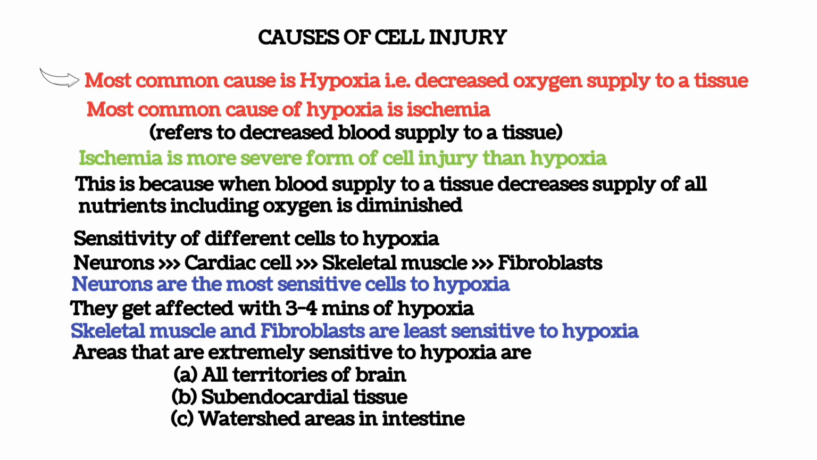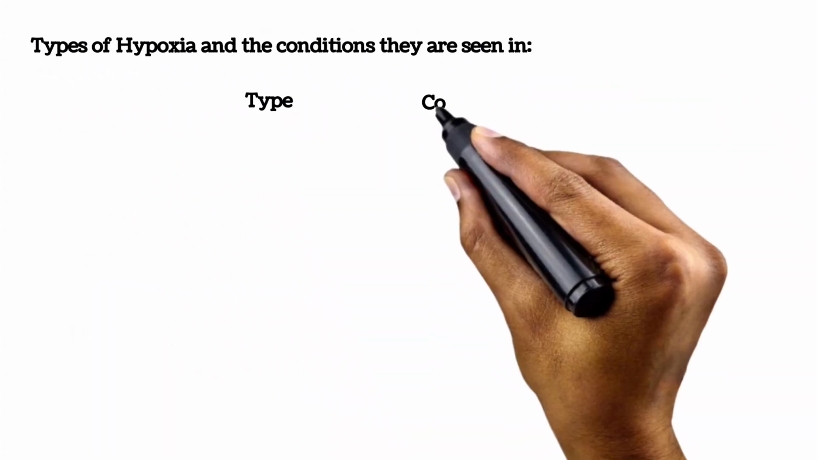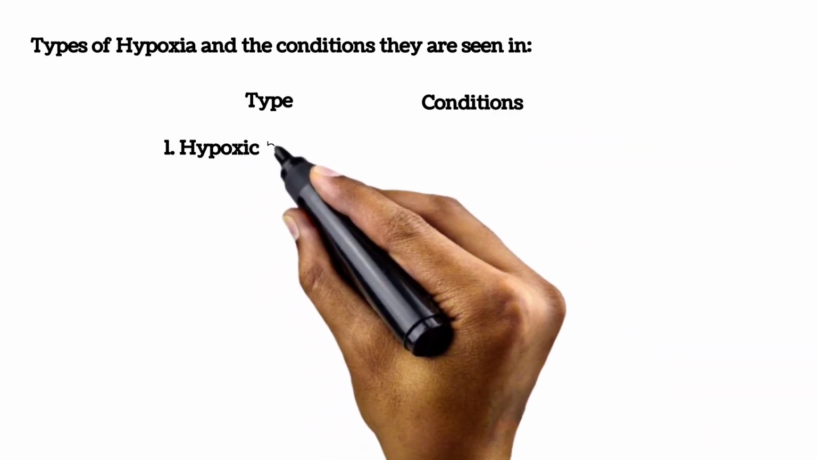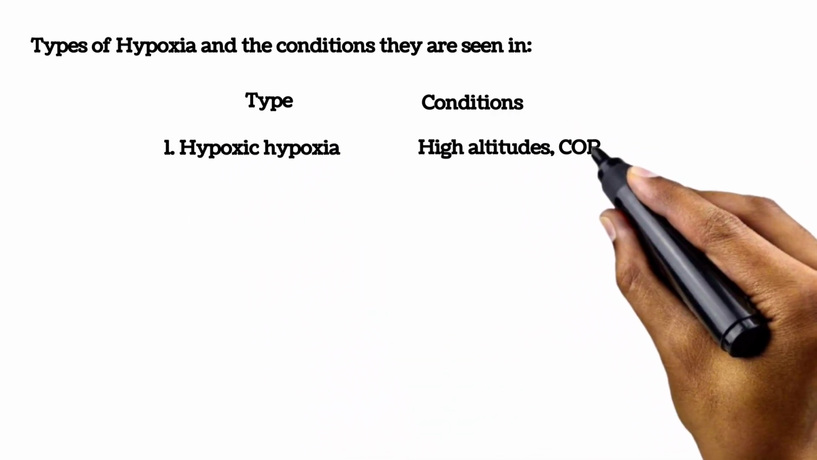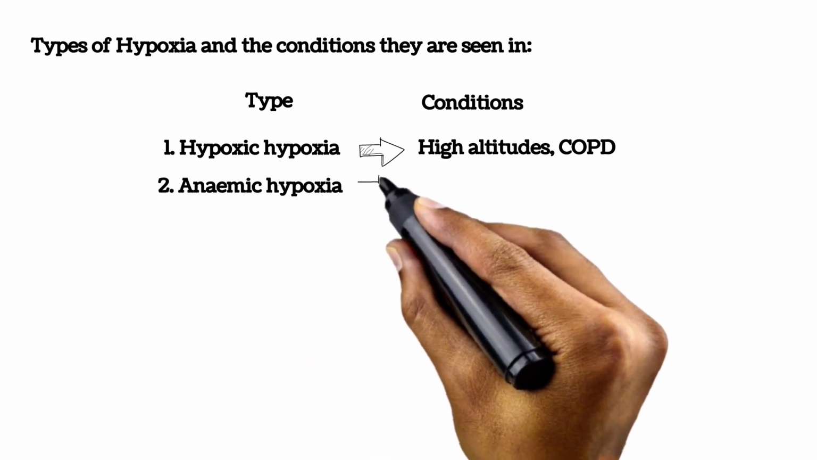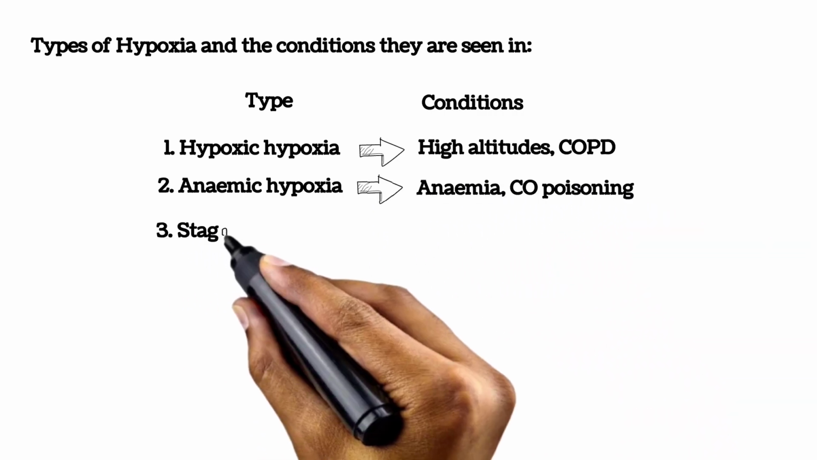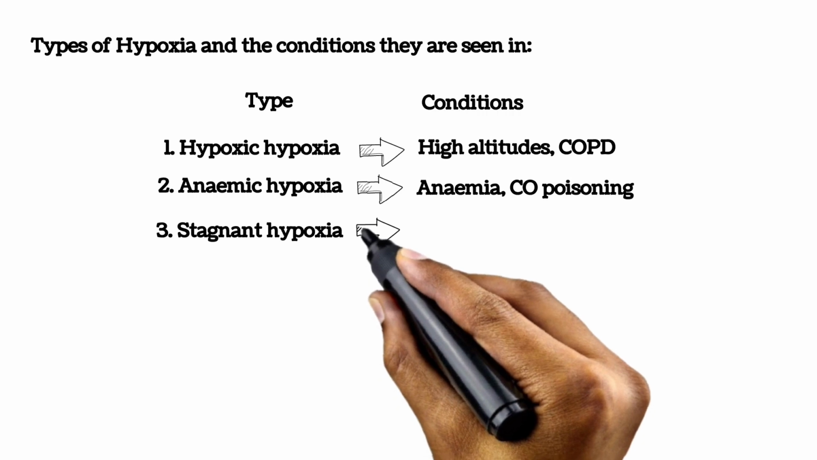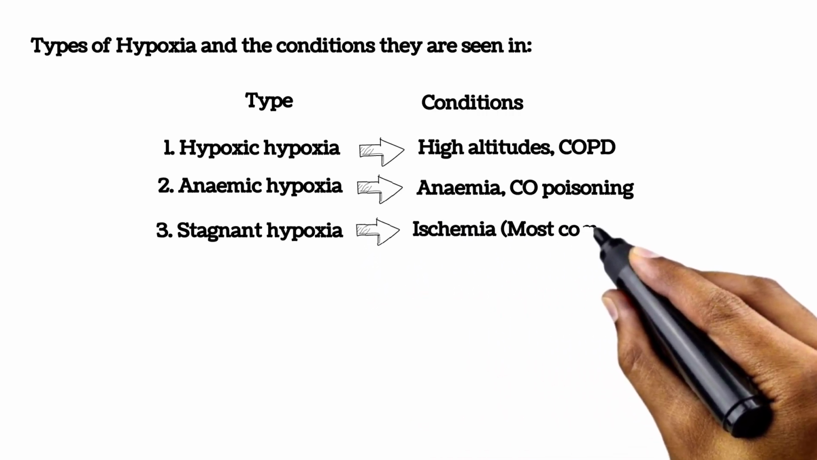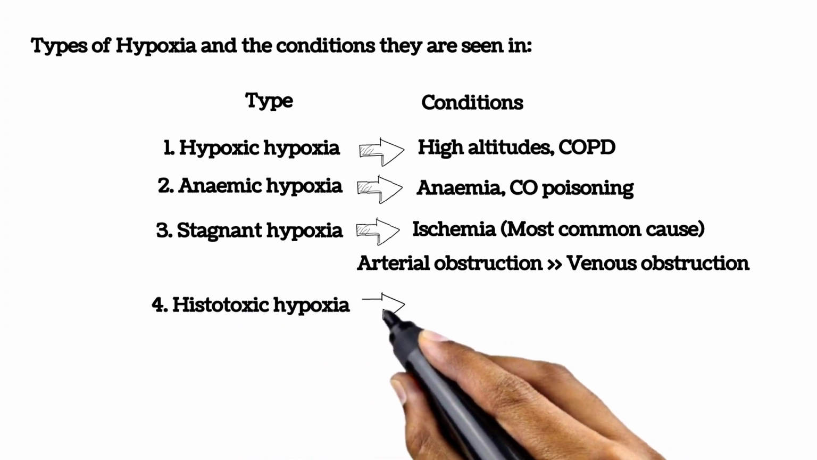Now let's see the different types of hypoxia. There are basically four types of hypoxia. First is hypoxic hypoxia. Second is anemic hypoxia, third is stagnant hypoxia, and fourth is histotoxic hypoxia. Hypoxic hypoxia is seen in higher altitudes and COPD patients. Anemic hypoxia is seen during anemia and carbon monoxide poisoning. Stagnant hypoxia is seen in ischemia. It is seen more commonly in arterial obstruction than venous obstruction. Then there is histotoxic hypoxia seen in cyanide poisoning.